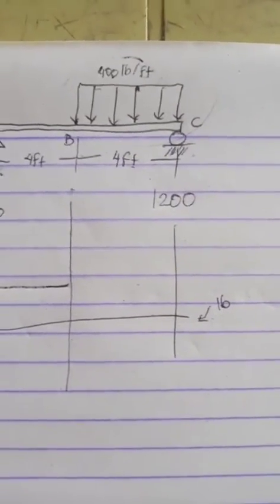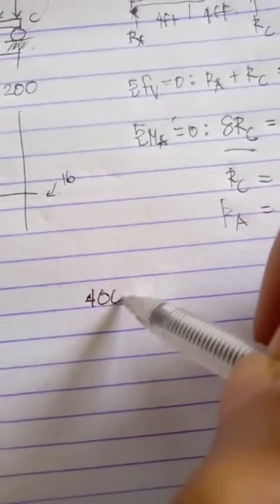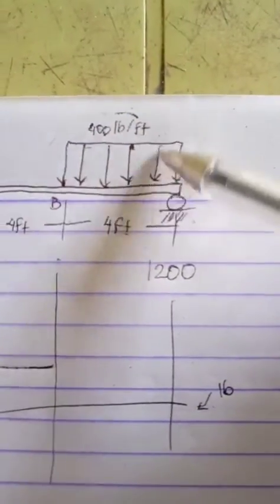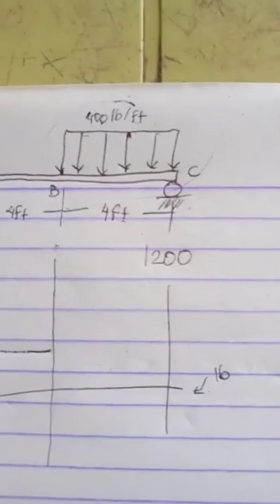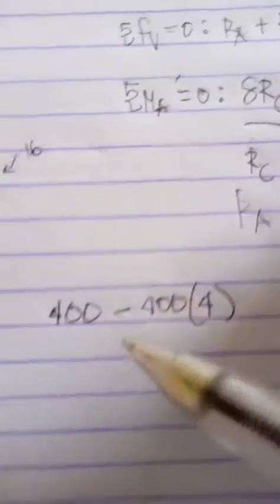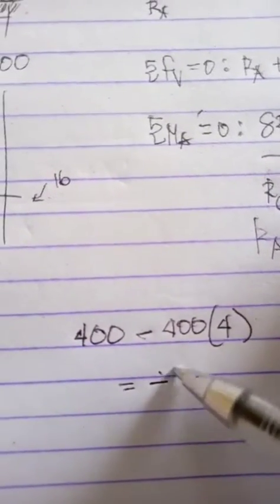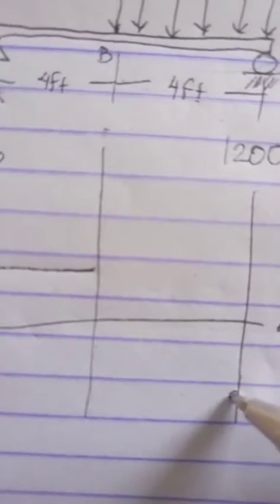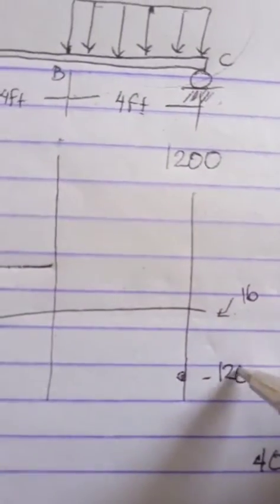And now from B to C, since that's a distributed load, from 400, just write 400. You just have to subtract the area of this W loading or the distributed load, and that would be 400 times 4. If we do that, 400 minus the area, which is 400 times 4, we're going to get negative 1200. And that should match with our reaction at C. So we go down to negative 1200.